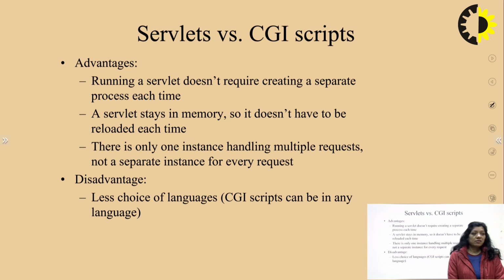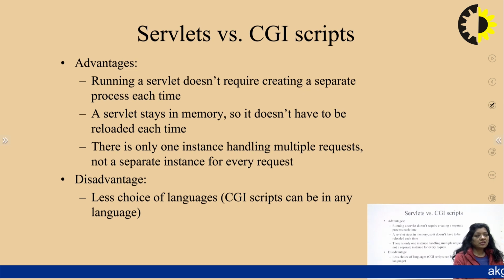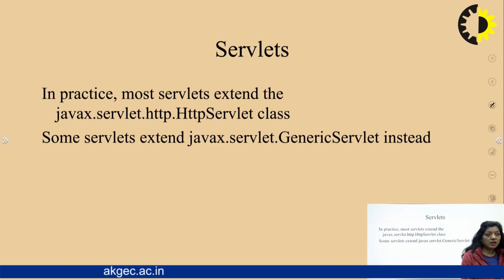Now the difference between servlet and CGI script. Basically, the advantage of running a servlet is that it does not require creating a separate process each time. A servlet stays in memory, so it does not have to be reloaded each time. We have only one instance handling multiple requests, not a separate instance for each request. The disadvantage is less choice of language. A CGI script can be in any language.